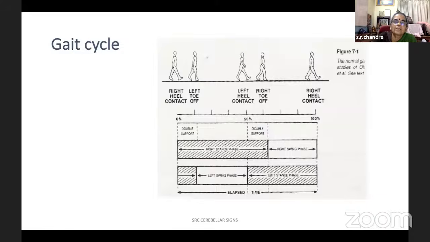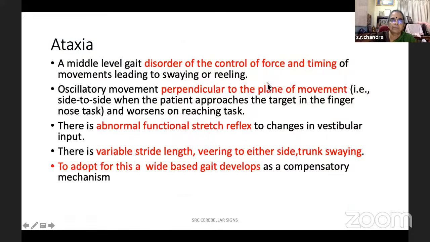And this picture shows the gait cycle. As we know, the gait starts with the heel strike, and the cycle ends with the heel strike of the same leg. It consists of a stance phase, then a swing phase when the arm and the leg are swinging, and a bipedal phase. So stance phase, swing phase, bipedal phase. And ataxia is a middle level gait disorder. It's a disorder of control of force and timing of movement. Whenever ataxia happens, always remember, any bizarre movement we should not call ataxia.